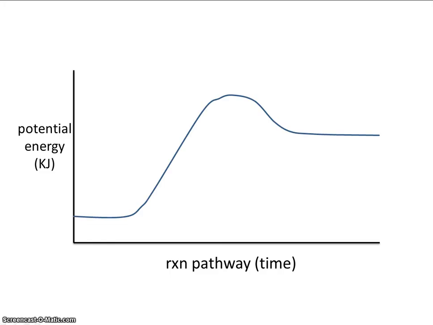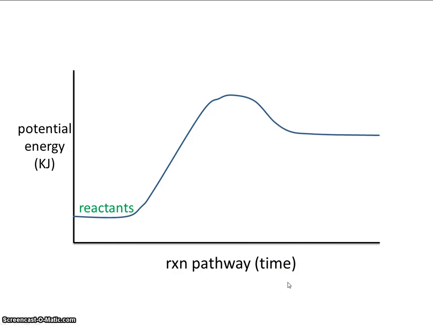In this video, we'll be looking at a potential energy diagram for an endothermic reaction. Now, same thing as before. We have time on the x-axis and potential energy on the y. Now, this graph shape, once again, shows us how the energy of the reaction changes as time goes by.